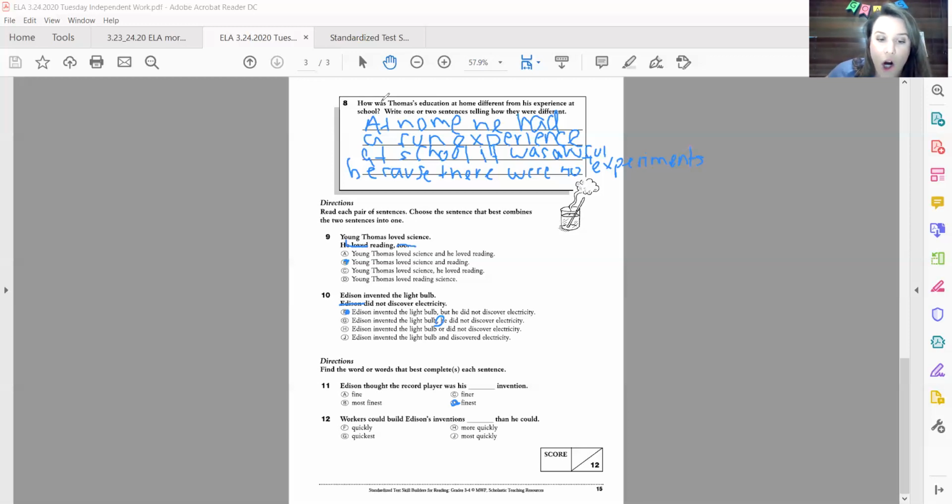12, workers could build Edison's inventions than he could. Workers could build Edison's invention quickly than he could? Quickest than he could? More quickly than he could? Or most quickly than he could? I would definitely, since it says than he could, it would be more quickly than he could. All right, that one makes sense.